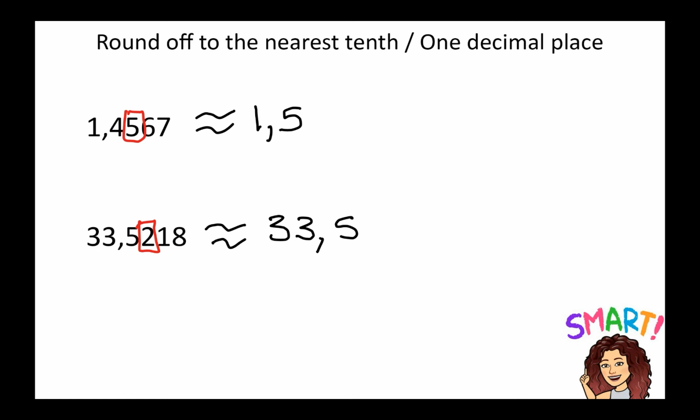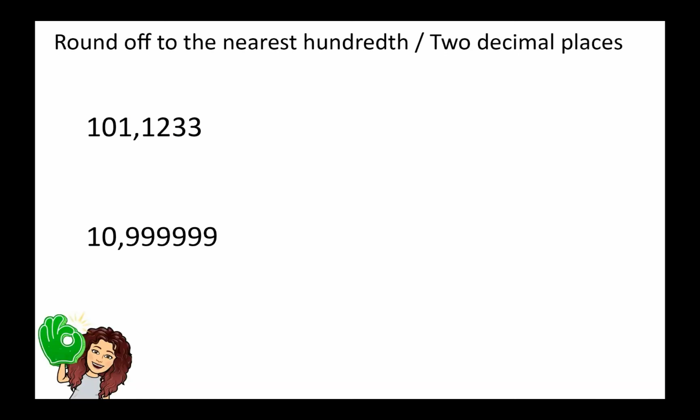Let's quickly look at hundredths. To the nearest hundredth, now I'm going to look at the third number over there, and the third number over there. Okay, that 3 can't do anything, so my answer there is going to be 101,12.